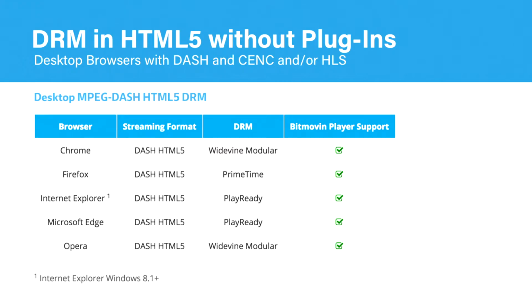And here, for example, on the major browsers like Chrome, Firefox, Internet Explorer, Edge, or Opera, you have with Dash and HTML5 native support for the major DRM systems, which means that you can natively support Widevine, for example, within Chrome with Dash and HTML5, which is great, because then you don't need any more plugins to secure and protect your content with these major DRMs.